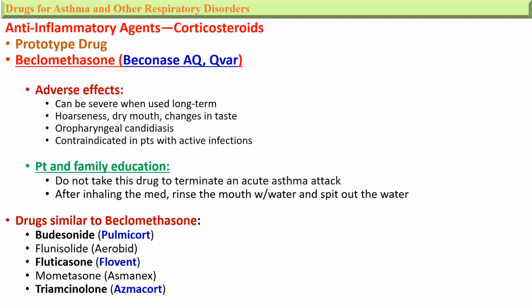So the contraindications: do not take this drug to terminate an acute asthma attack. It is also contraindicated for patients with hypersensitivity to the drug. Also remember that the growth of pediatric patients should be monitored carefully because the inhaled corticosteroid may reduce growth velocity in some patients, in children.